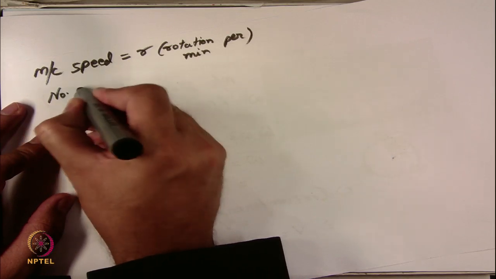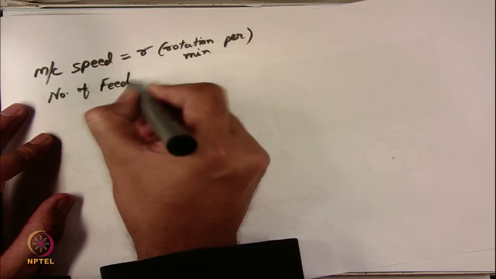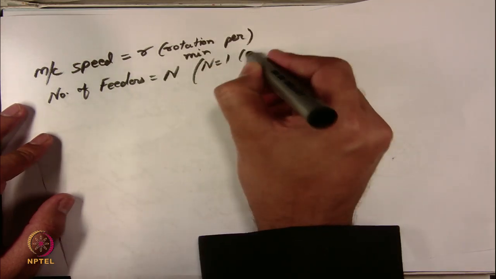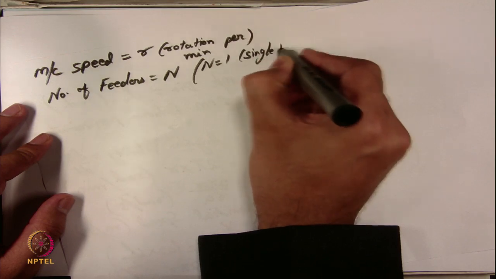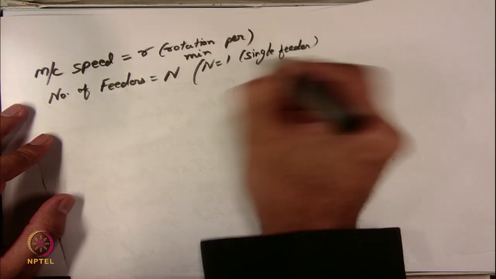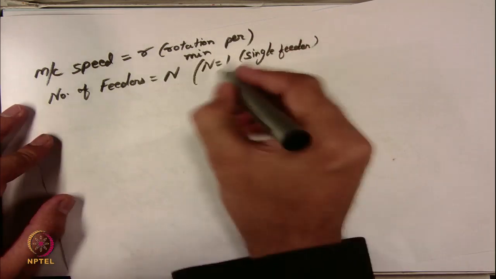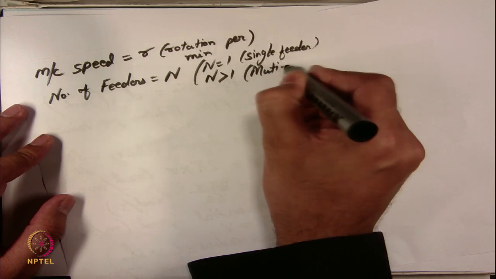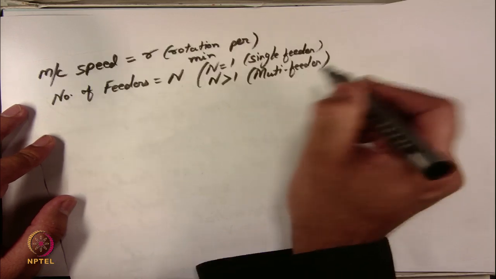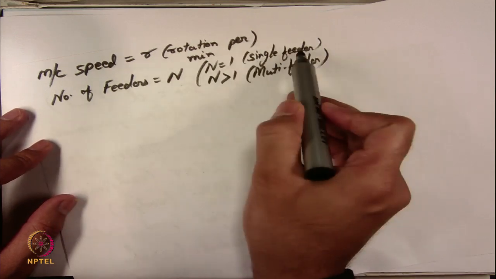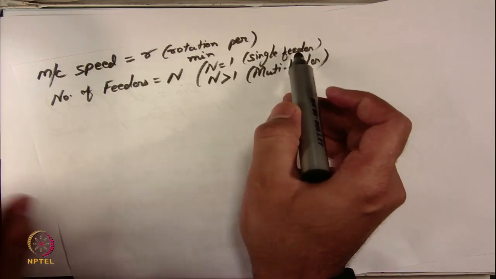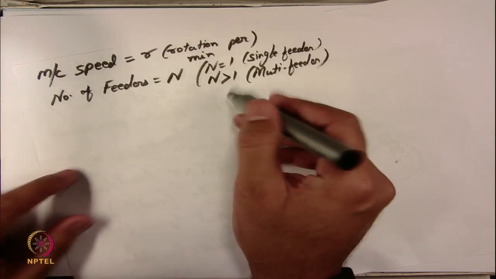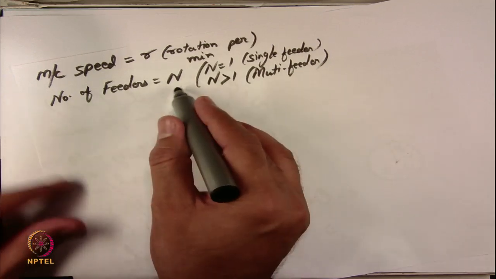Okay. Number of feeders is n. N is equals to 1, it means single feeder machine, which I have already shown you. N is greater than 1, then it is multi feeder. Okay. So, in single feeder machine, in one rotation, only one course will be formed. In multi feeder machines, more courses will be formed in one rotation. So, number of feeders is known.